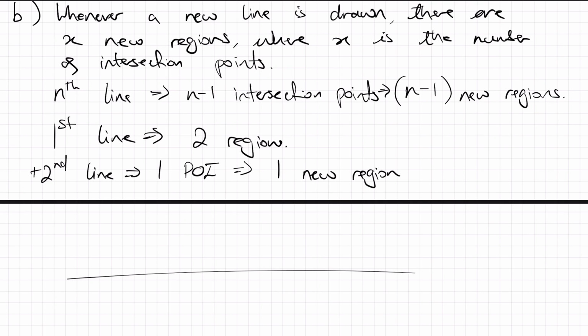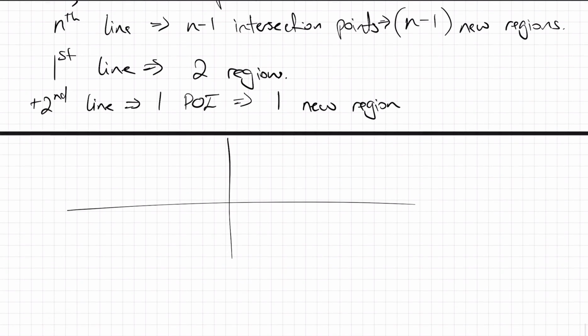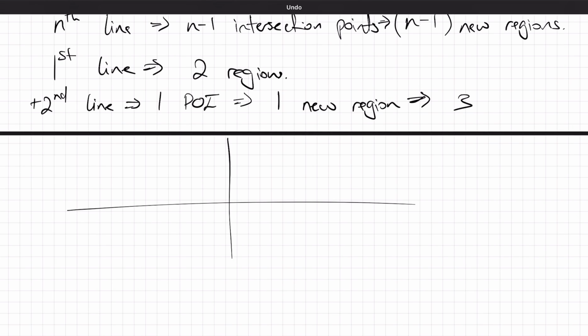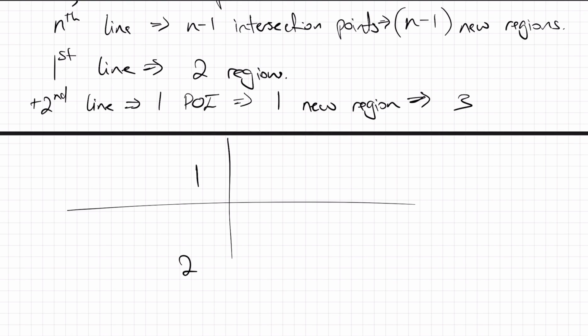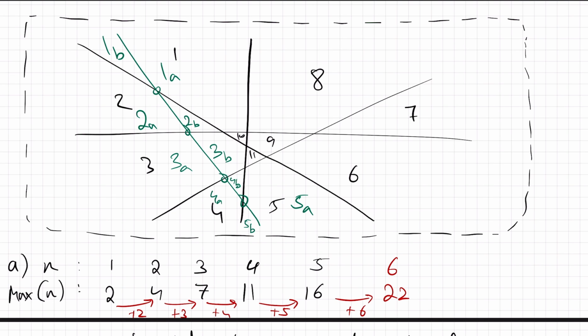Because maybe this chain of regions doesn't work, because this would imply we only have 3 regions, even though we have 4. So we have a point of intersection here. Originally there was 1, 2 regions. Now we have 1A and 1B, 2A and 2B. So I guess the number of new regions isn't dependent on the number of intersection points, but rather the number of regions itself, maybe? That's pretty odd.